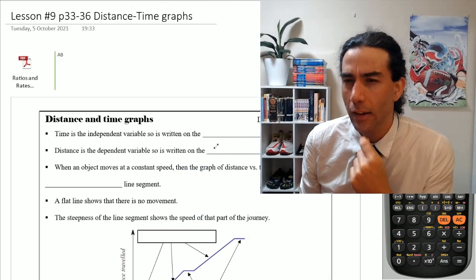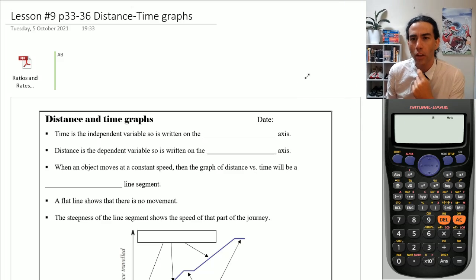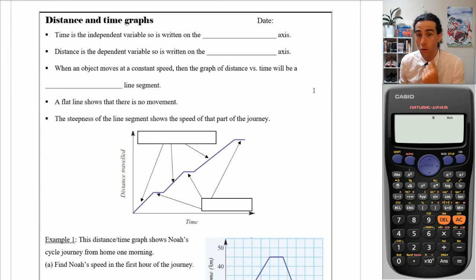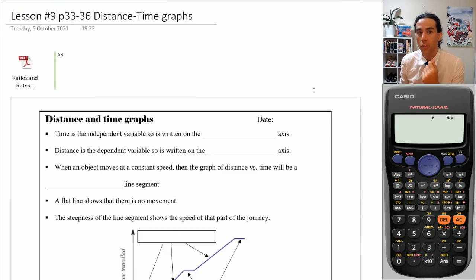And they're graphical. First time this entire unit where we're really looking at graphs rather than just doing calculations. So you get a lot of real life situations this way. So distance time graphs, that's page 33 of your booklet.